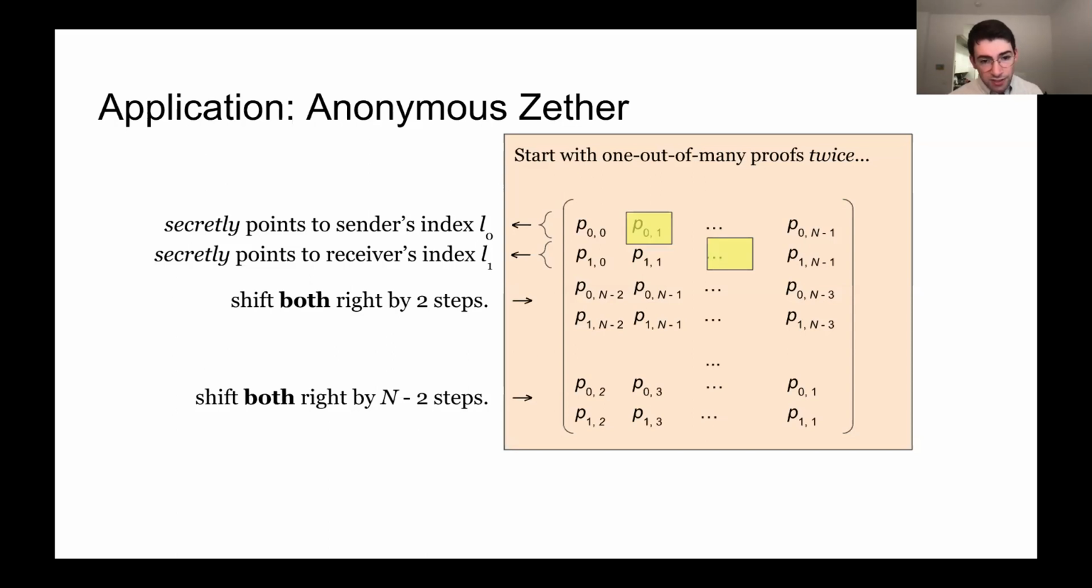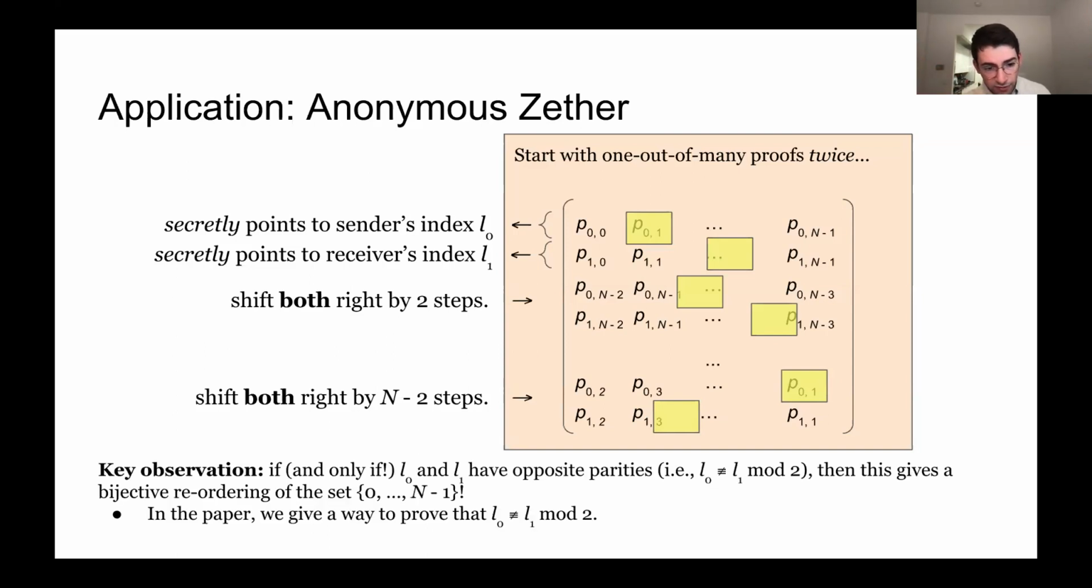So these point to some secret indices. So we're now sort of putting on the X-ray glasses of the prover, and this is what the prover sees: there are 2 secret indices here, and then these get shifted to the right by 2 steps, and then again and again, and you have kind of wrapping around and stuff like that. And the question is, do these yellow boxes hit each column exactly once and only once, right? Now that's true if the sender and the receiver live at opposite parity indices, and not if not. So if we can find a way of proving that to the verifier, then we should be safe.